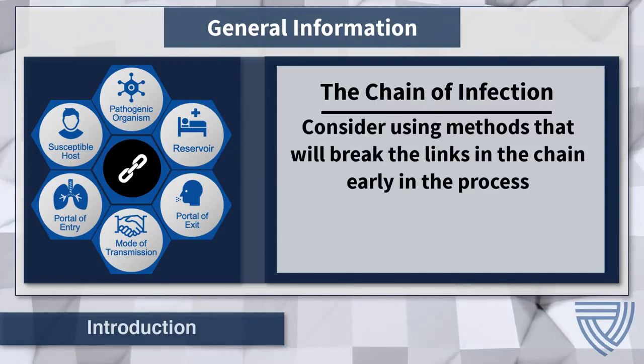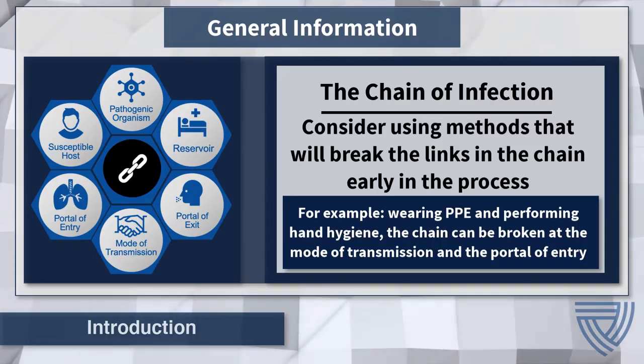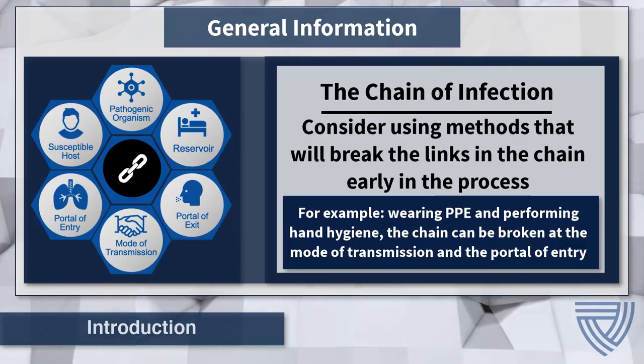The chain of infection is a useful tool, and consideration should be given to methods for breaking links in the chain early in the process. For example, healthcare workers caring for patients with COVID-19 can break the chain of infection at the mode of transmission and portal of entry by wearing the appropriate personal protective equipment.